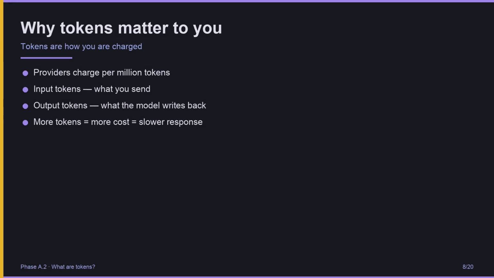Here is why tokens matter to you, the user. Providers charge per million tokens. There are 2 kinds. Input tokens, what you send in your prompt. Output tokens, what the model writes back. More tokens means more cost. More tokens also means a slower response. So if you care about cost or speed, you care about tokens. They are the unit of measure for everything in AI.